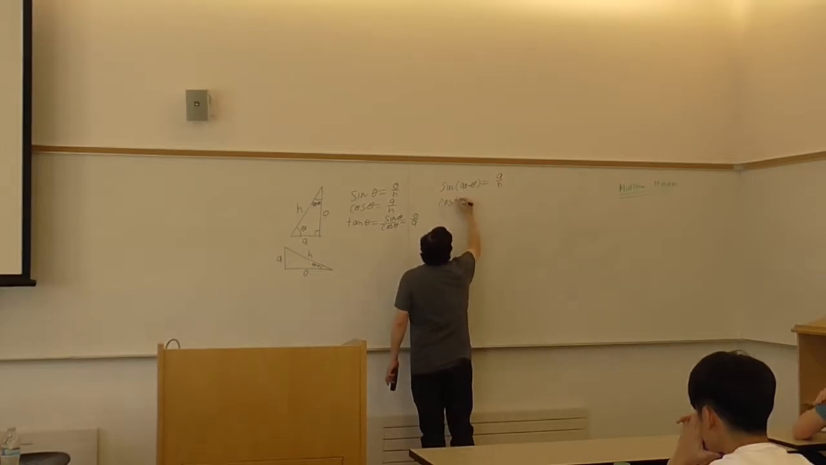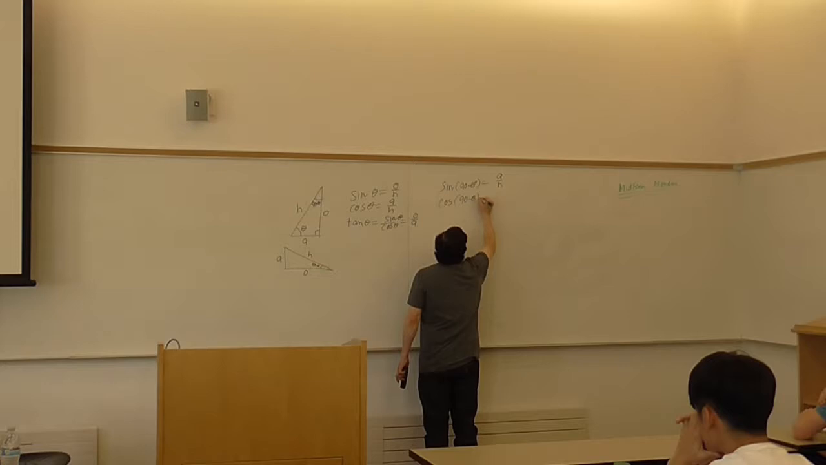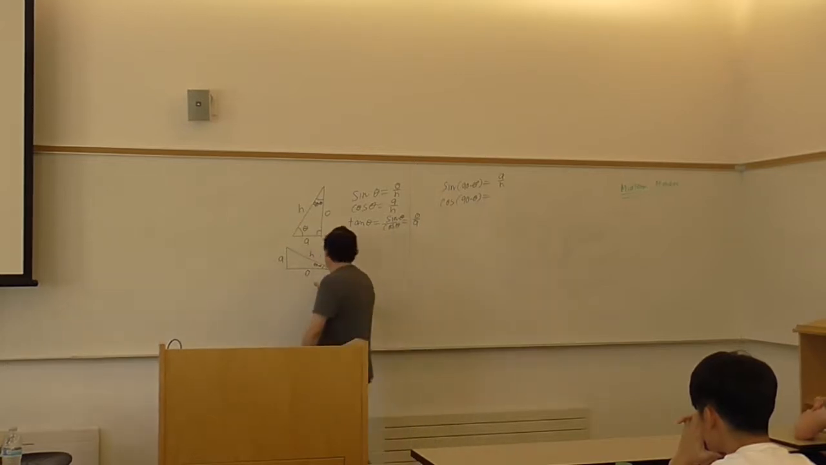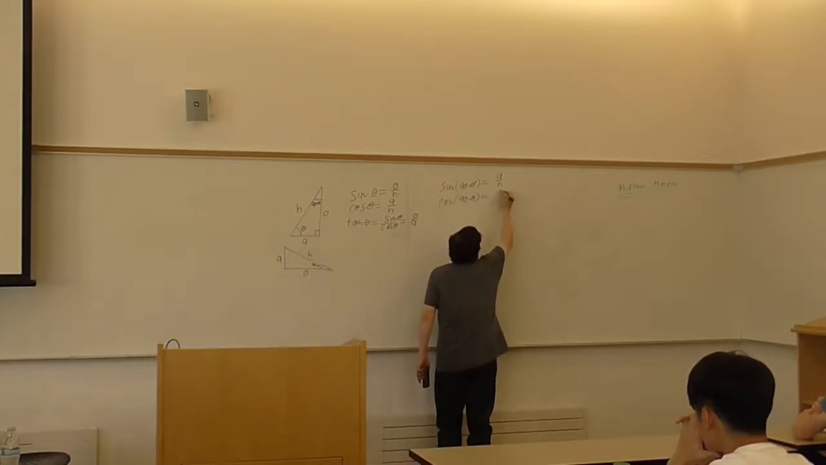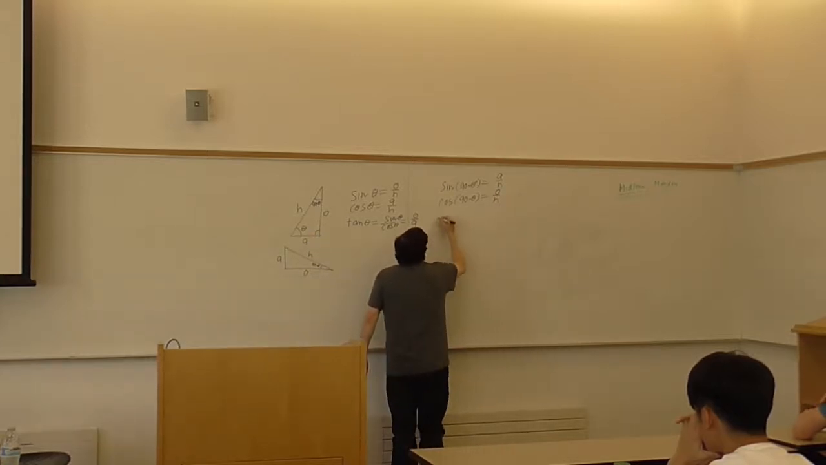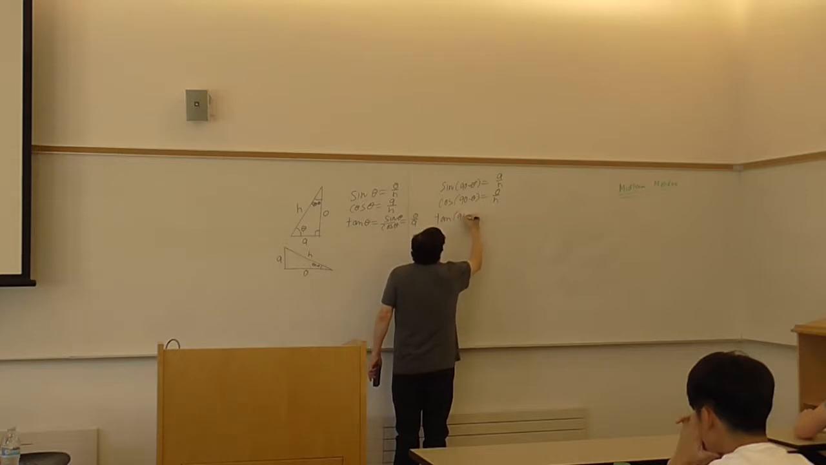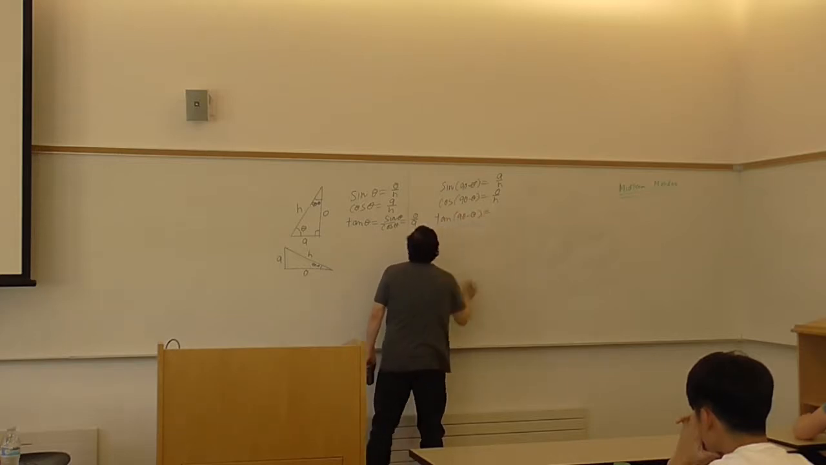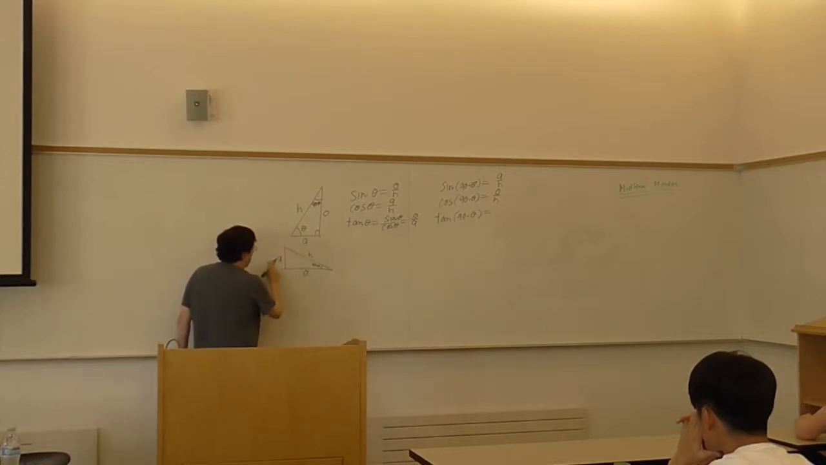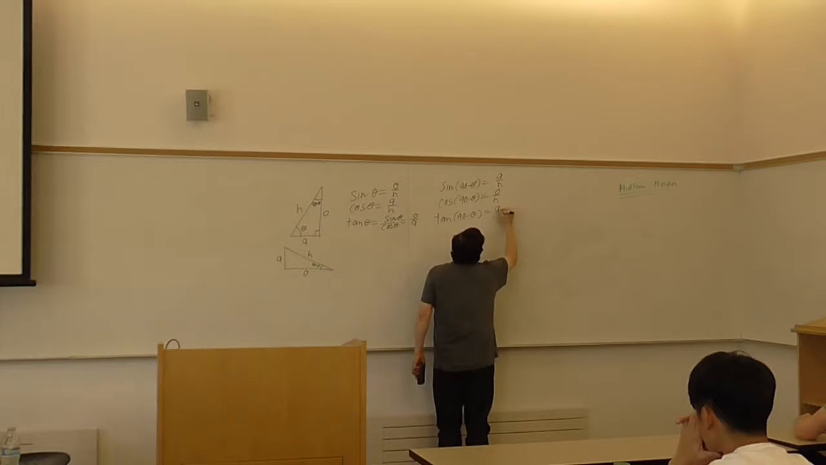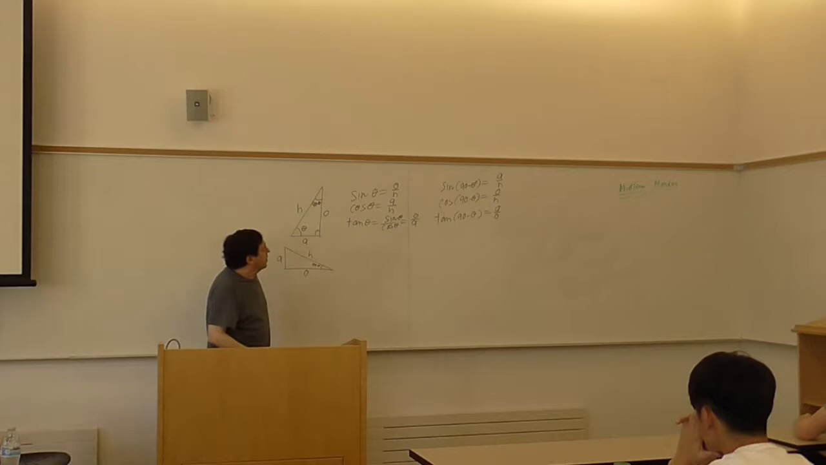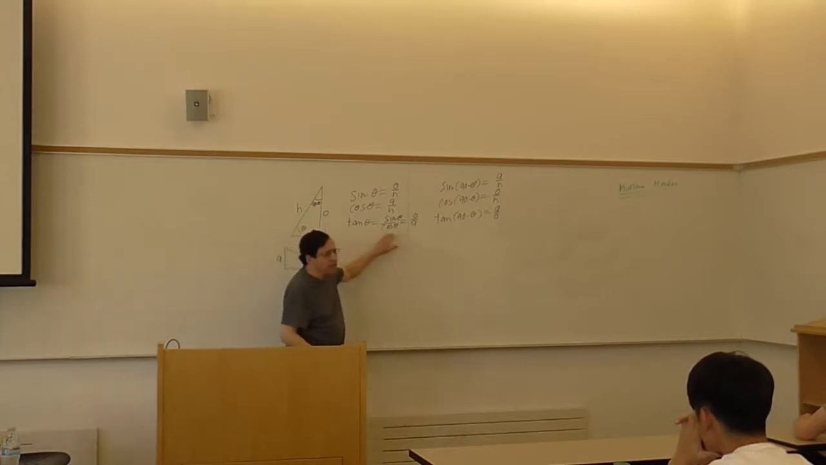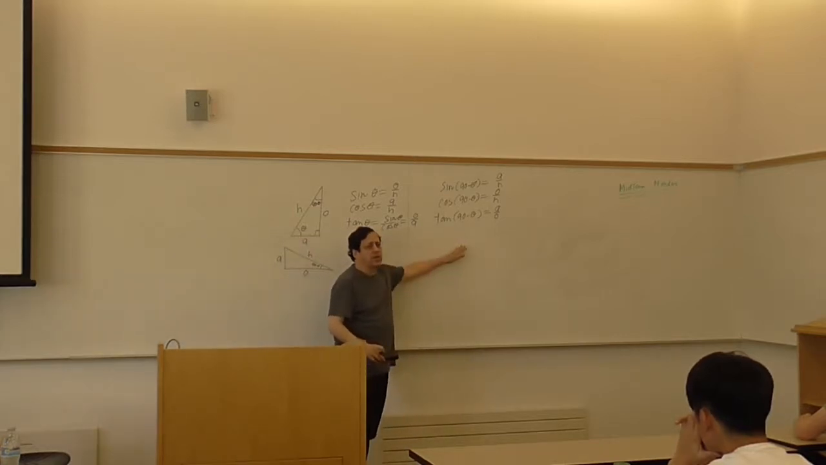The cosine of 90 minus theta, well, that's going to be this adjacent side, which we're calling O, over the hypotenuse. And the tangent, that's going to be what? It's going to be the opposite over the adjacent. That's A over O. So we can see a correspondence between these.